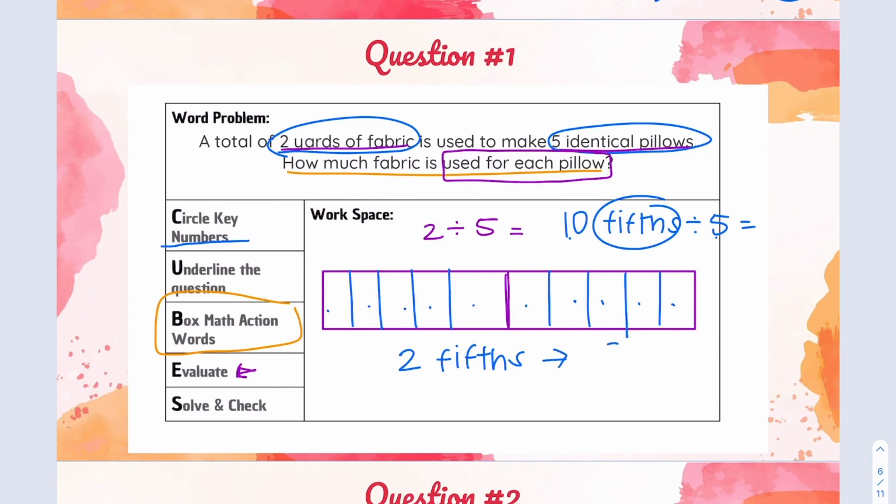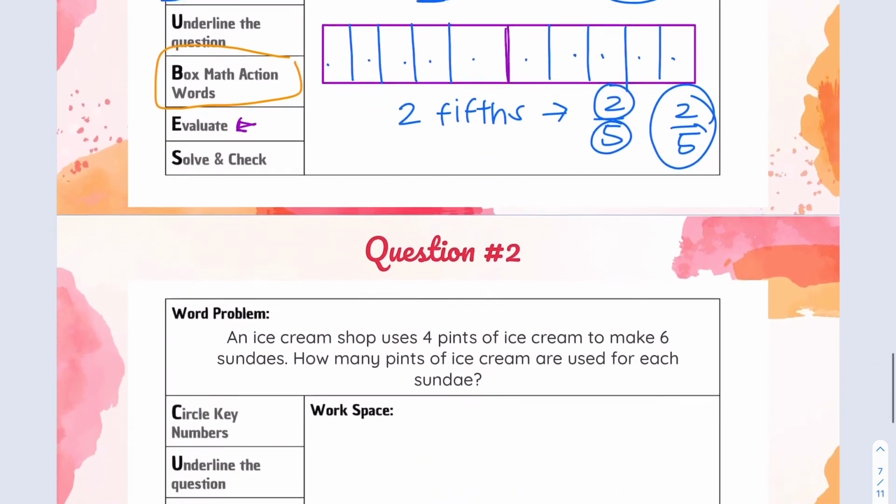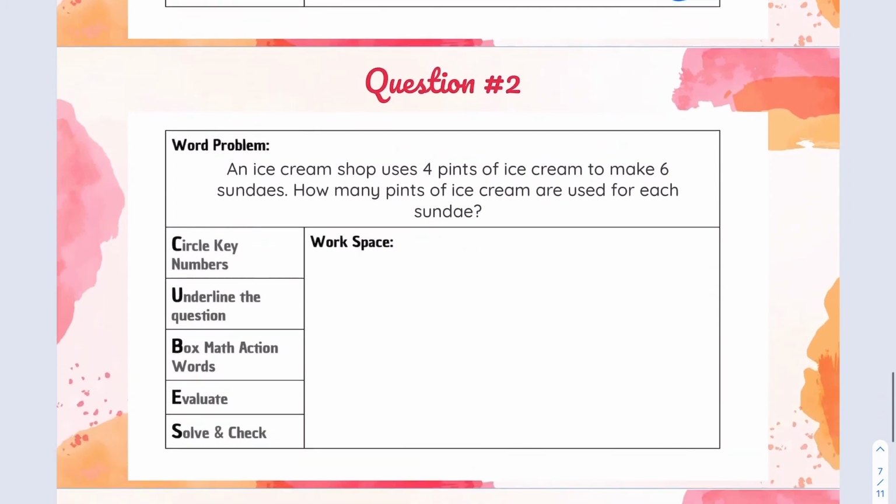And in other words, that could be 2 over 5. Again, notice how the numerator is the first number, and the denominator is the second number. And so that is our answer, 2 fifths. So 2 fifths of fabric are used for each pillow. Okay? Let's go on to the next question.